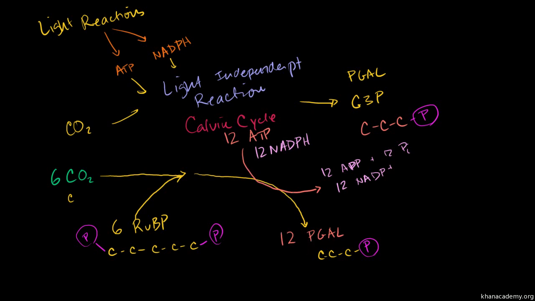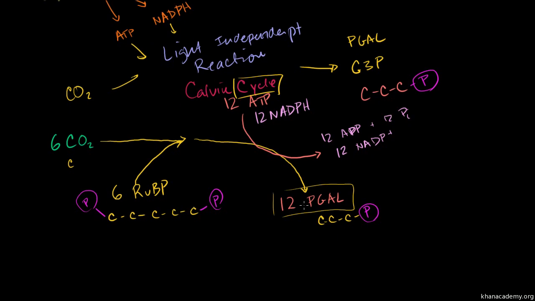So then we have these 12 PGALs. Now, the reason it's called a Calvin cycle, as you can imagine, we studied the Krebs cycle, cycles, we start reusing things. The reason it's called the Calvin cycle is because we actually do reuse most of these PGALs. So of the 12 PGALs, we're going to use 10 of them to recreate the ribulose bisphosphate.